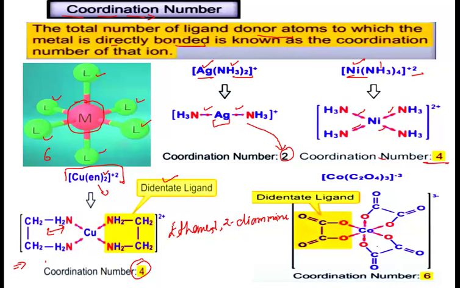Then towards the right side, it is [Co(C2O4)3]. What is C2O4? This is the oxalate ion. Again, oxalate is bidentate. It has 2 negative charges on oxygen when hydrogen is released. How many are given? 3. So 3 times 2 gives us 6. So its coordination number will be 6, as there are 6 coordinate covalent bonds formed with the central atom.